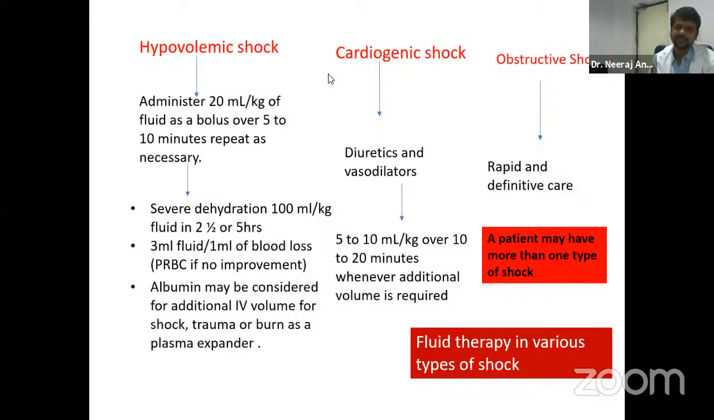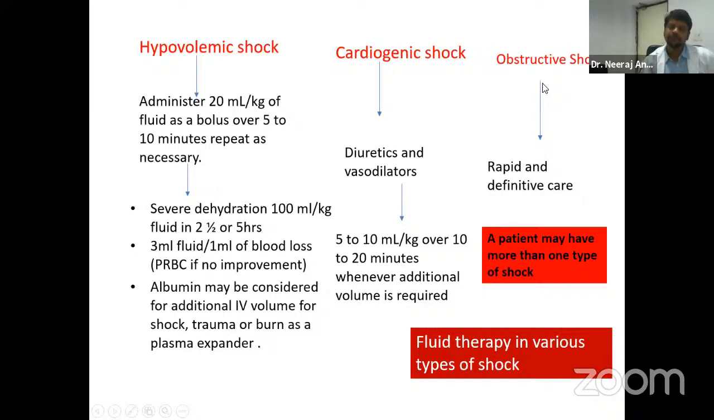In case of cardiogenic shock, if the patient has signs and symptoms suggestive of fluid overload, then we might have to start with diuretics and vasodilators. If there is any additional fluid requirement or if the patient is showing signs of dehydration, then we might give small boluses of fluid of 5 to 10 ml per kg over a longer duration. So in this case, 5 to 10 ml per kg of fluid is to be given over 10 to 20 minutes of time.